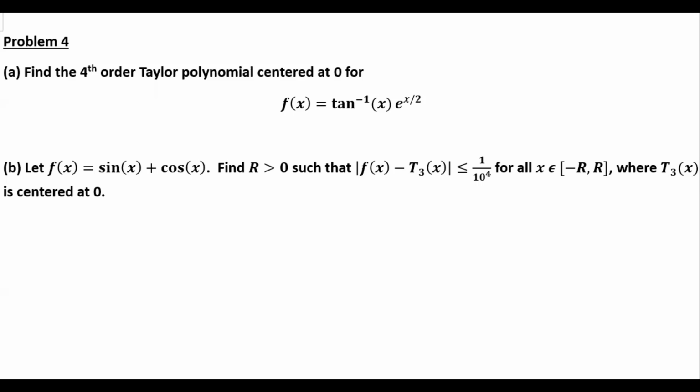Number 4, find the fourth order Taylor polynomial for f centered at 0 for this guy. And then part B, let f of x be sine x plus cosine x, find r greater than 0 such that this guy was equal to 1 over 10 to the fourth for x in the interval minus r to r, where T3 of x is centered at 0. Go ahead and try this one, if any of that made sense at all.